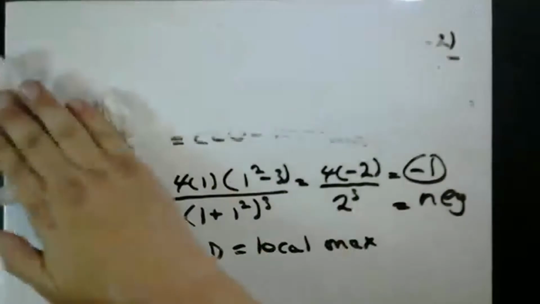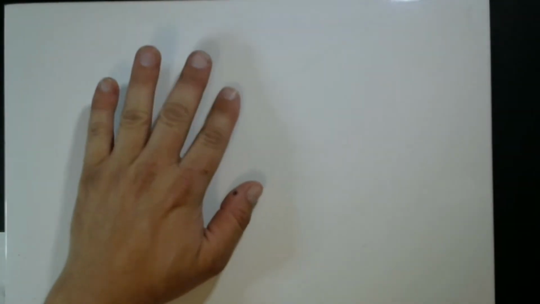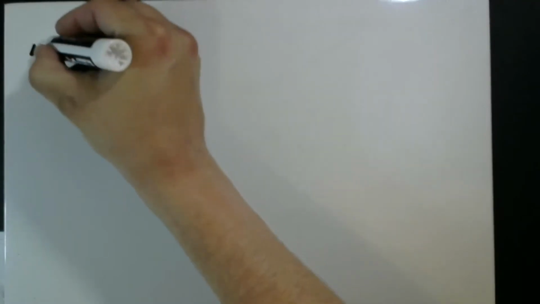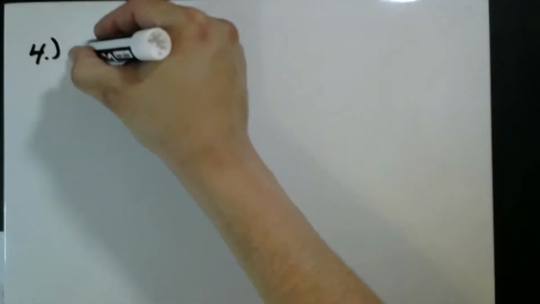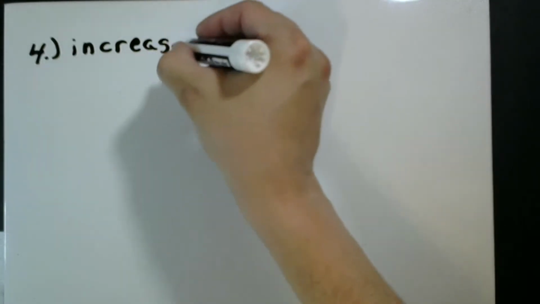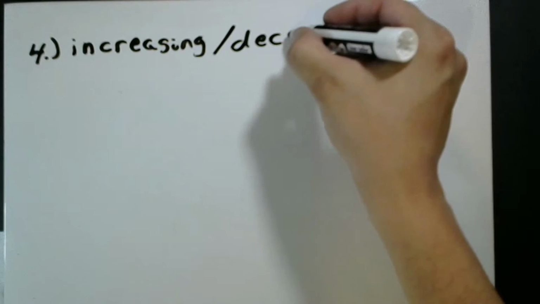Now, the next thing, step 4 in this process. So we studied what's going on at the critical points, and whether we use the first derivative test or the second derivative test, we figure out that at those critical points, negative 1 and 1, we have a local min at negative 1 and a local max at 1. So now we're just going to study increasing and decreasing.